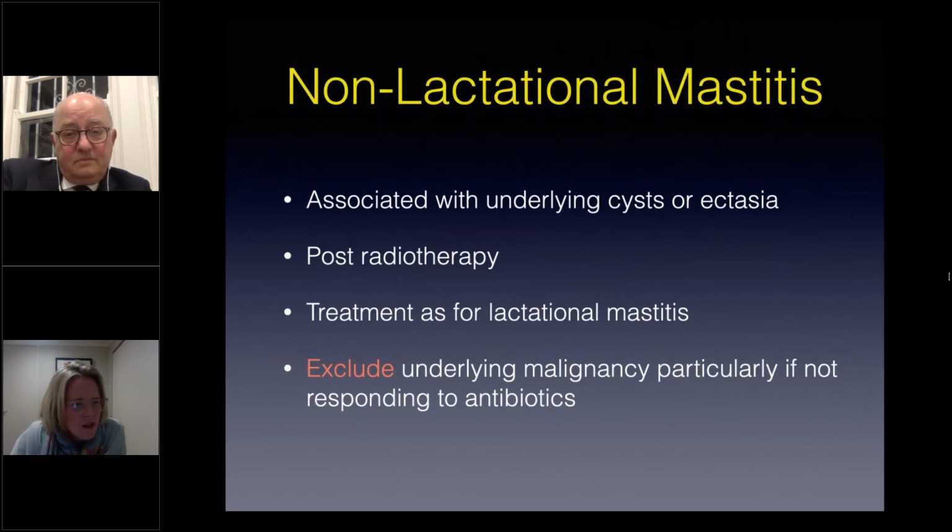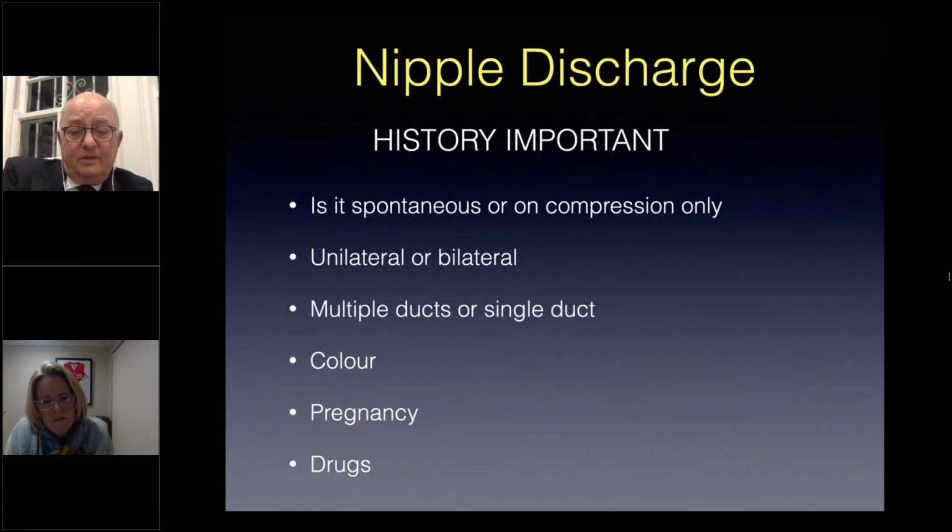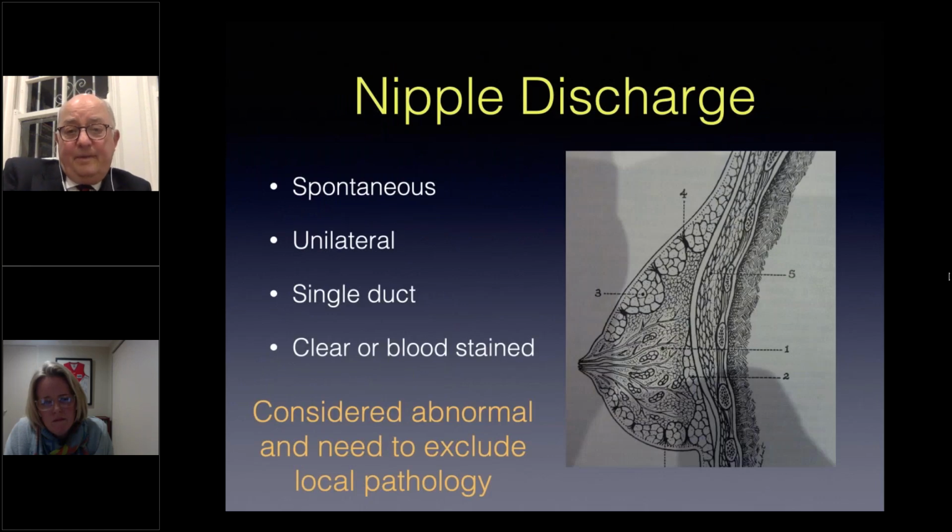A question was, how do you determine if a discharge is from a single duct clinically? Right. So when you examine these patients, obviously you palpate right around the breast. But if they've complained of discharge, then what you need to do is compress the areola and around the areola and look at the nipple.